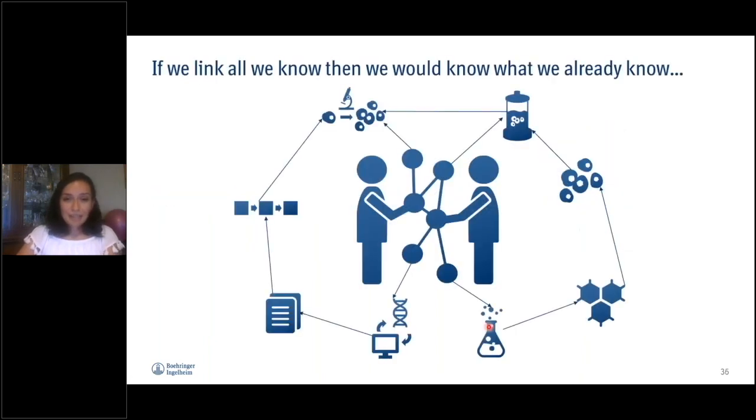There are so many things happening in different departments or organizations or even different companies. Like someone in one laboratory is doing an experiment where they already checked the interaction between proteins, but another department is not really aware of it. And also these documents they're working on. So if we just link all we know, then we would know what we already know. And knowledge graphs will be really useful for data management and knowledge management in this context.